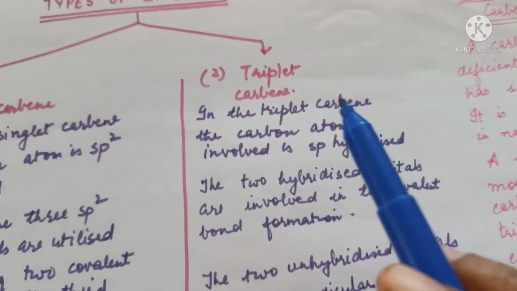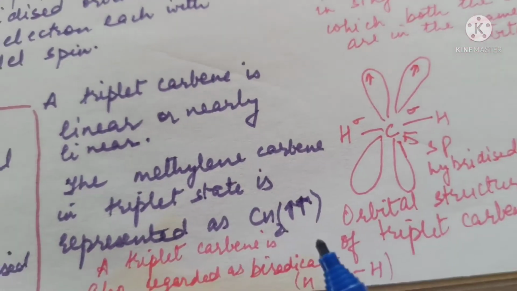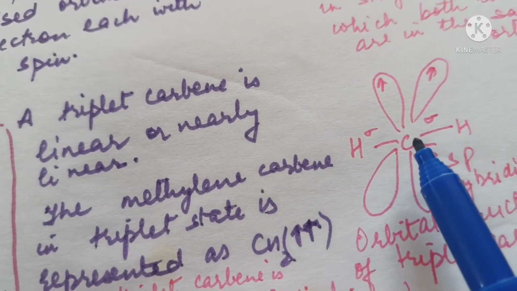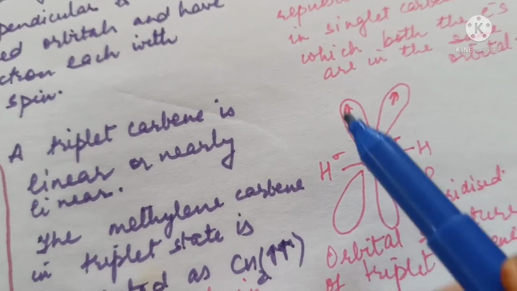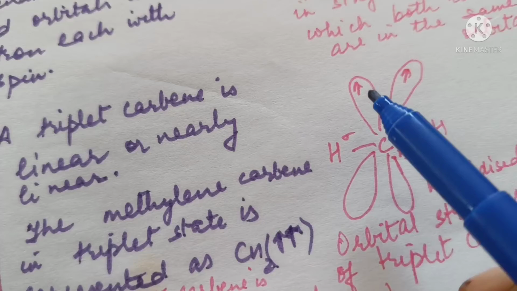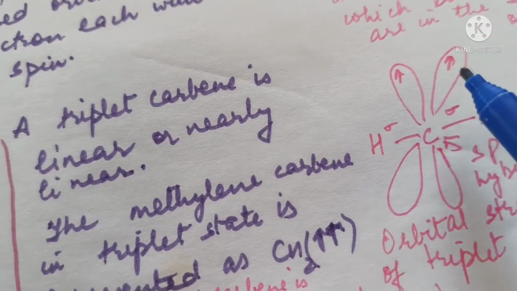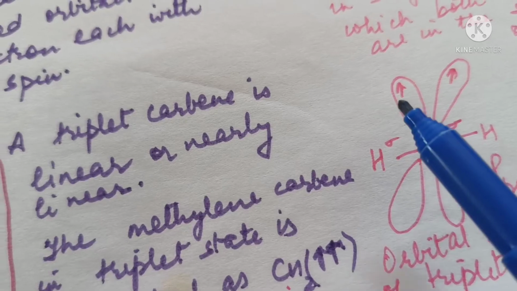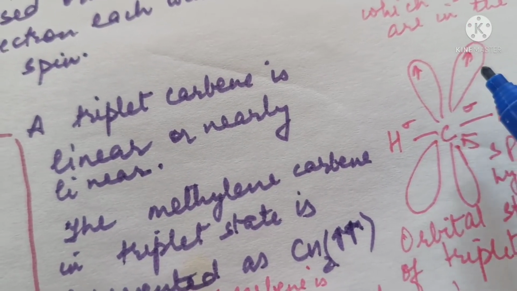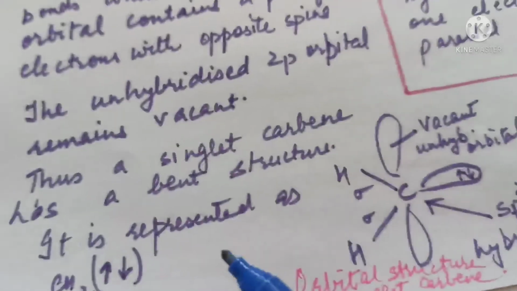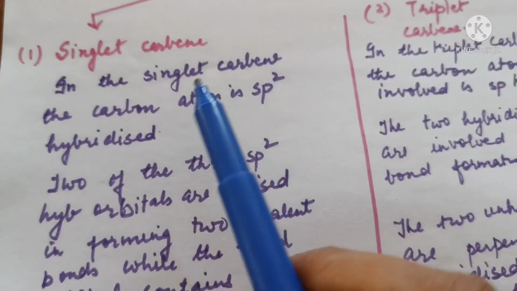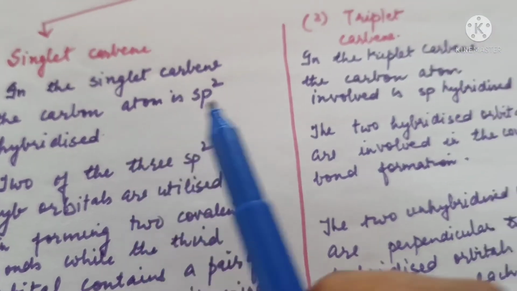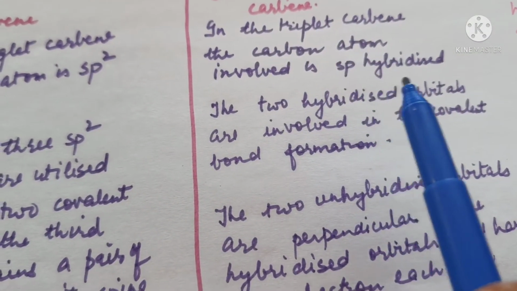Whereas in a triplet carbene, the carbon is sp hybridized and the two sp hybrid orbitals are engaged in bonds with monovalent groups. The two unhybridized p orbitals contain one electron each and both have the same spin. So when the electrons are present in separate orbitals, it is a triplet carbene, and when the electrons are present in the same orbital, it is a singlet carbene. So the difference is, in singlet carbene, the carbon atom is sp2 hybridized, whereas in triplet carbene, it is sp hybridized.